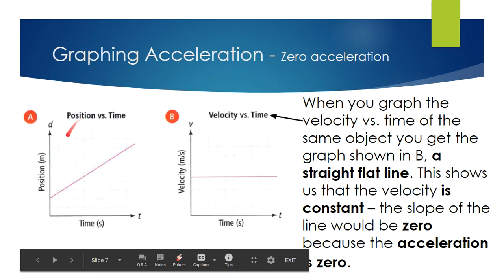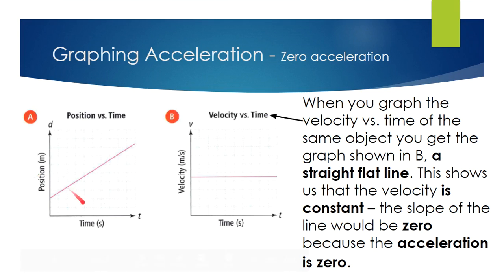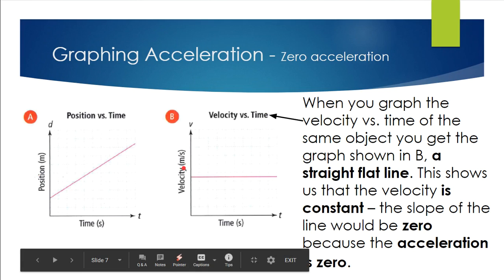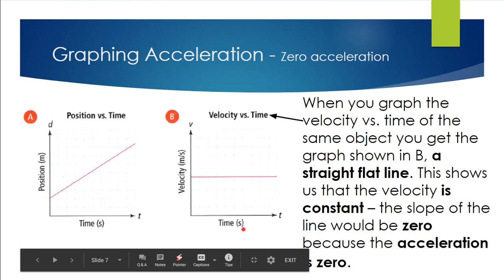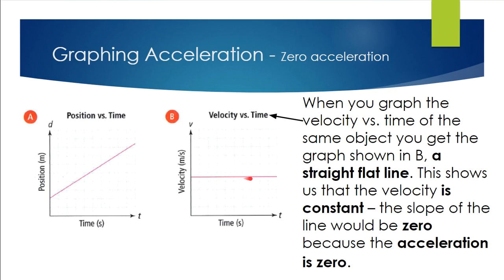But this is when we have a distance or position time graph, and right here is when we have a velocity time graph. The slope of the line would be zero because the acceleration is zero. There's no acceleration on this graph. Hopefully that makes sense. There's a constant velocity here, there is a constant velocity here, and therefore no acceleration.